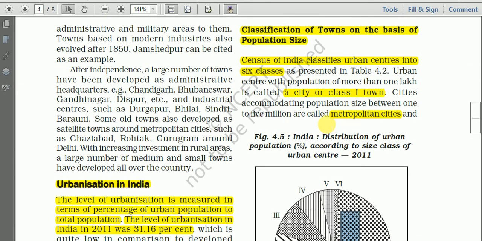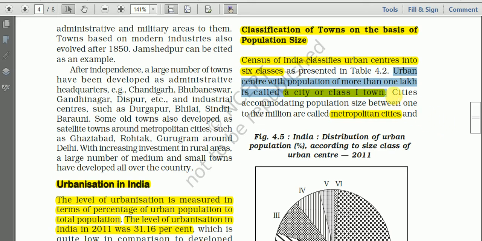Here the definition of class 1 town is given. An urban center with a population of more than 1 lakh is called a city or class 1 town. That is also given in table number 4.2. An urban center with a population of more than 1 lakh is called a city or class 1 town.